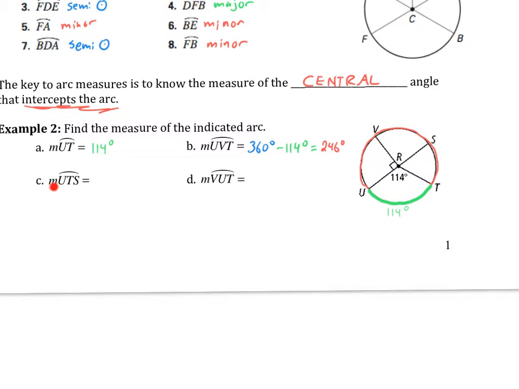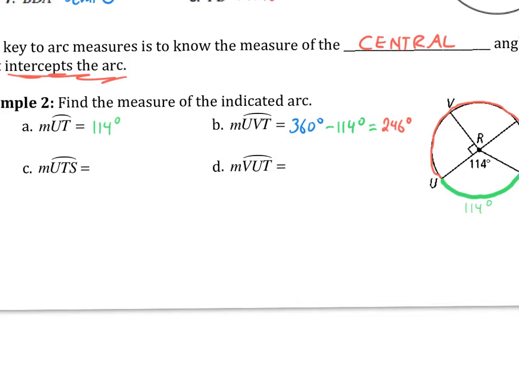All right, what about this? Part C, the measure of arc UTS. Here's U, here's T, and here's S. Good, and why would you say that? Since this is a diameter, UTS has to be halfway around. So in this case, we're going to get 180 degrees because it's a semicircle.